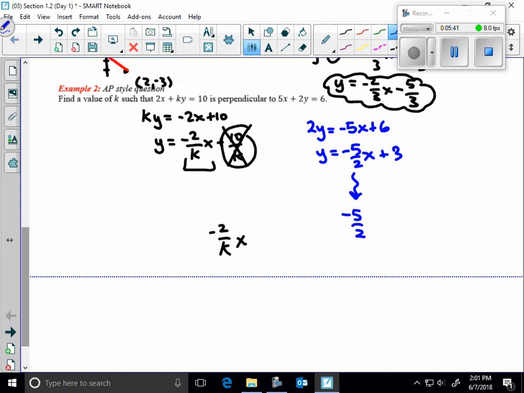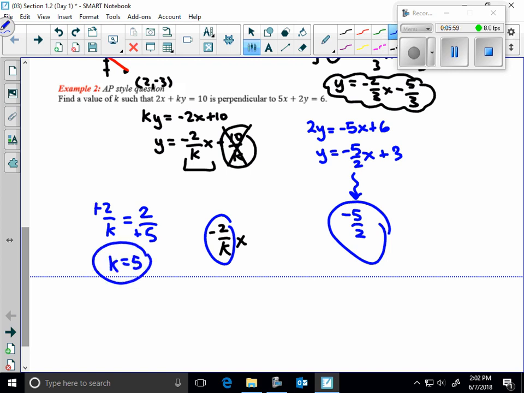So I want this negative 2 over k to be equal to the reciprocal of that. Okay, so to me, you can negate these negative signs. It looks like I want k to equal 5. Okay, let's keep going.